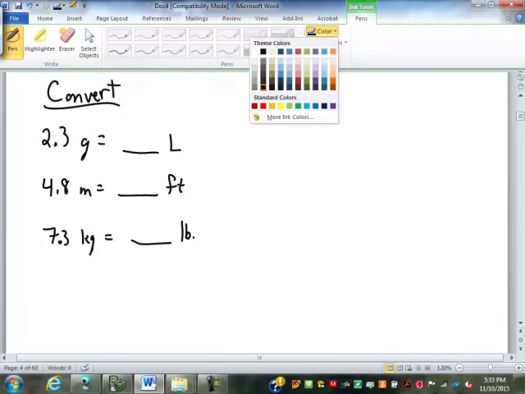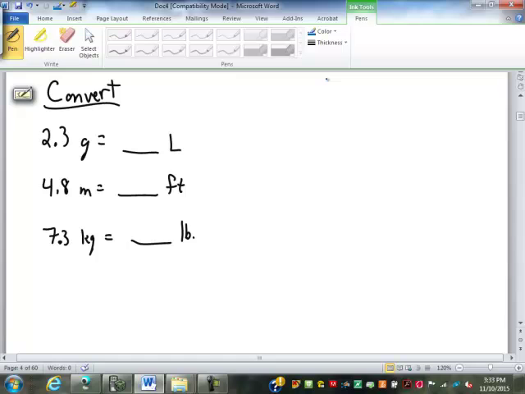So here we go. The first one going from 2.3, I mislabeled that. That should have been gallons, so just G. We'll come back to that one. The second one, 4.8 meters to feet. So 4.8 meters, put it over 1.